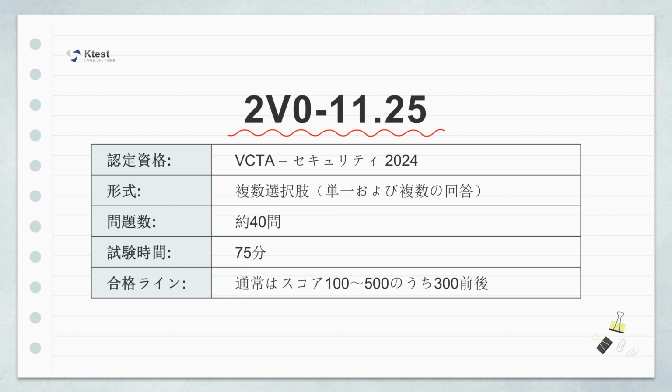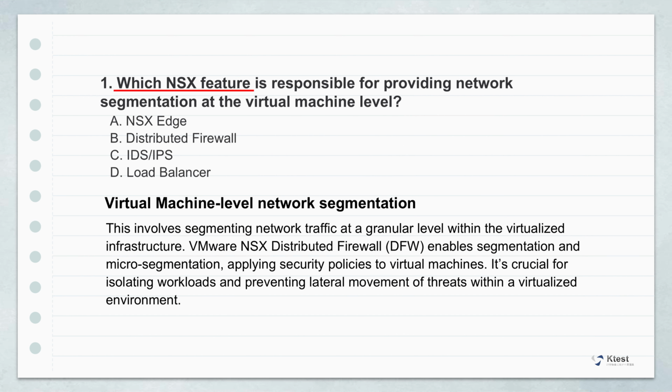Network segmentation, it's always crucial, isn't it? Absolutely. But in virtual environments, well, it's a bit different. So first question, which NSX feature is responsible for providing network segmentation at the virtual machine level? And the answer is B, distributed firewall. Now, for someone maybe more used to traditional physical networks, how does this distributed firewall idea change things?